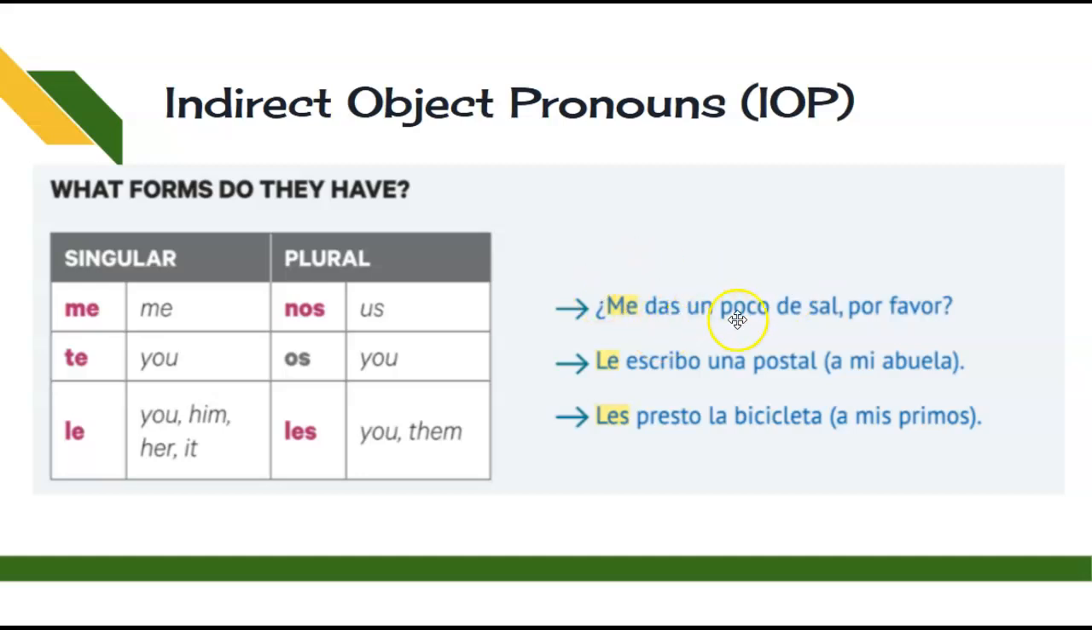So, ¿me das un poco de sal, por favor? Can you give me, like give it to me, a little bit of salt, please? Le escribo una postal a mi abuela. Like I write a postcard to my grandmother. Le, to her. Le presto una bicicleta a mis primos. I'm going to lend the bicycle. What are you going to lend? Or who you're going to lend it to? Les, a mis primos. To them.